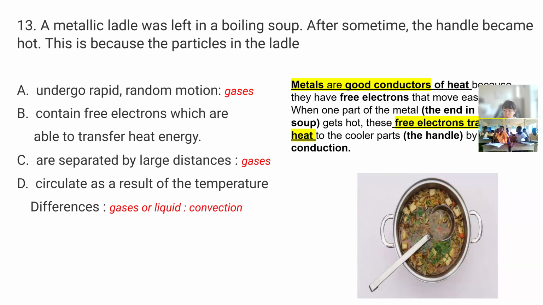I think this is the last question for today. It asks: a metallic ladle was left in boiling soup. This is a ladle, and it is left in the boiling soup. After some time, the handle became hot. This is because the particles in the ladle: is it A, undergo rapid random motion? Or B, contain free electrons that transfer energy?